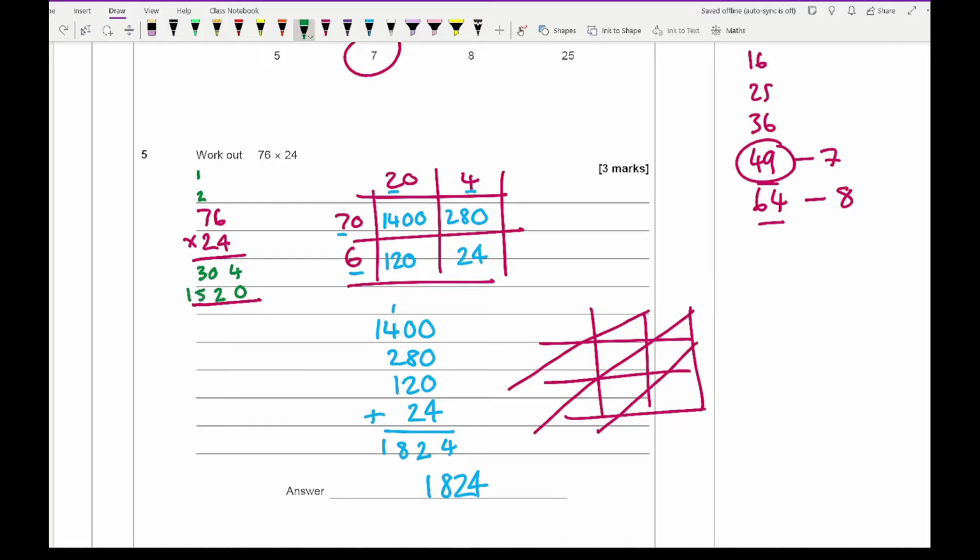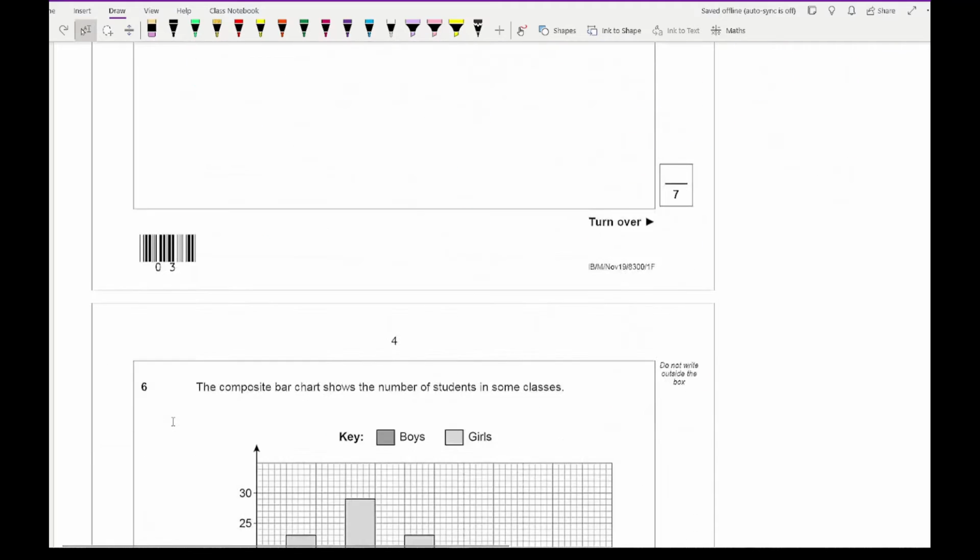So from this, all I then do is add them up. So I've got 4, 2, 8, 1, and you can see here I get the same answer as I did before. So again, if you want to go for any method you want, then that's perfect. But for 3 marks, it is really important that you do show your working out.